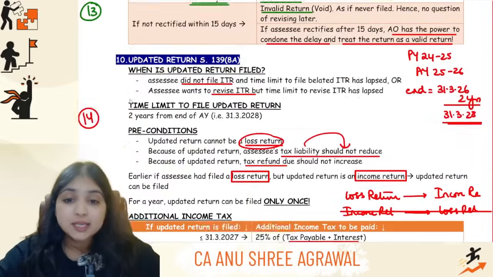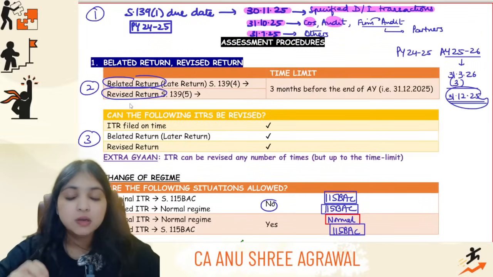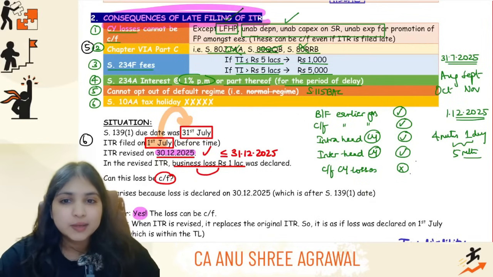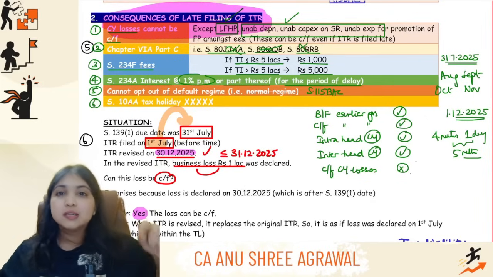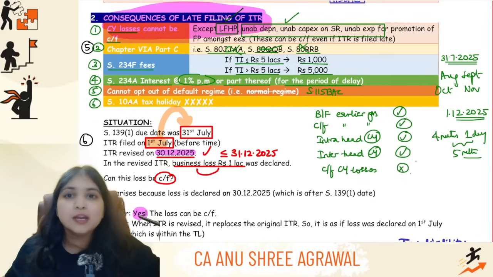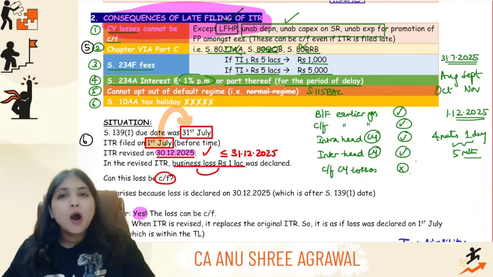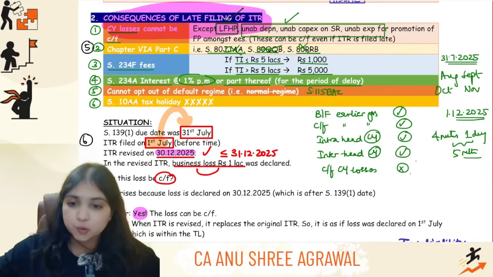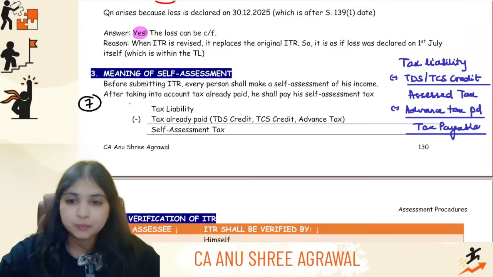Alright guys, so these were all your concepts from your returns of income chapter. The most crucial points over here, being number 1, what are the consequences if you file your income tax return late? 6 consequences we saw. You can't carry forward current year losses. Chapter VI-A Part C you cannot enjoy. 234F fees. Then 234A interest. You cannot opt out of the default regime. You will have to file your return as per the default regime only, and 10AA tax holiday you will not get. First extremely important point over here.